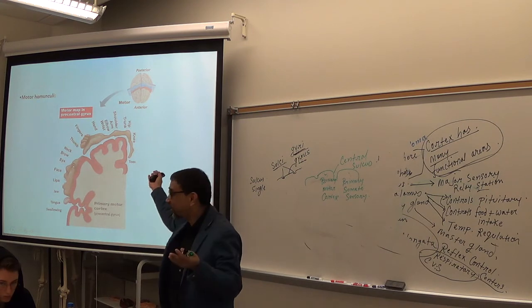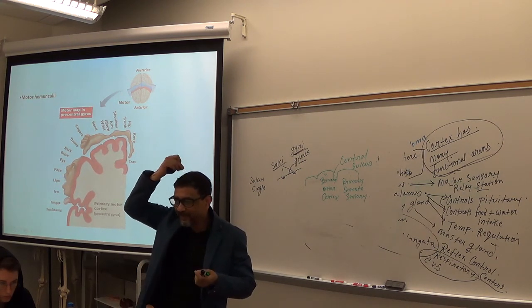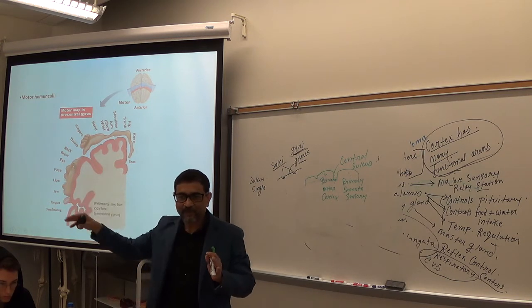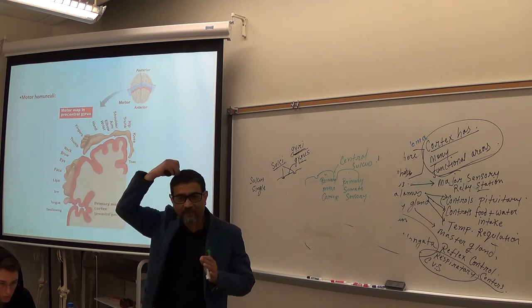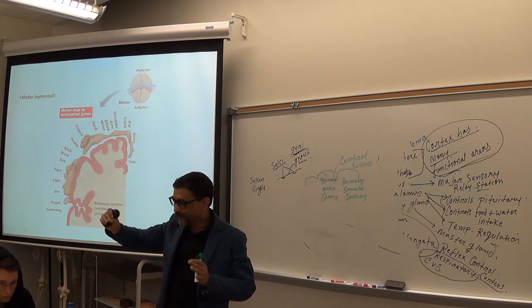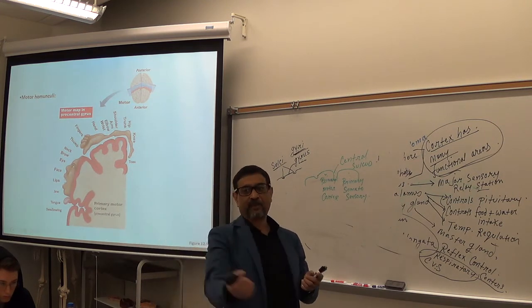So creating this map is very simple because if I put electrodes in different areas and stimulate and see which area is moving and create the map, right? From this area signal is going to the leg, from this area signal is going to the hand, right? So I can create a nice map. And that's how these maps were created.